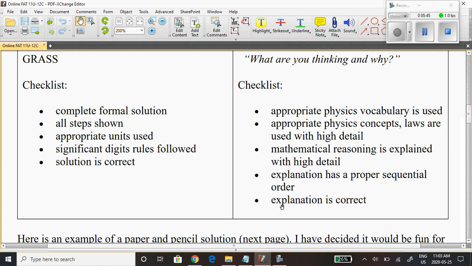Is your explanation correct? You may say, I'm using the law of conservation of energy here, meanwhile it has nothing to do with it, right? It's got to be correct, your explanation.